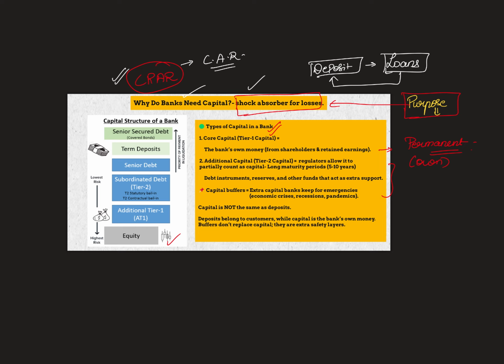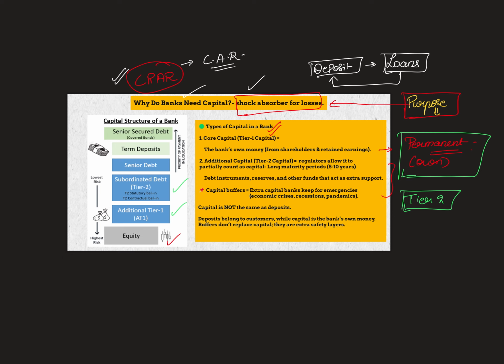Now, how can UPSC ask a question on this? See, UPSC loves to confuse us, right? So they might ask which capital is considered the most reliable for a bank. They can say additional tier 1 or tier 2 capital just to confuse us. Remember, tier 1, because it's the bank's own skin in the game. It's their own money.